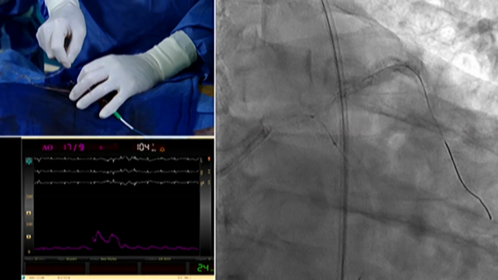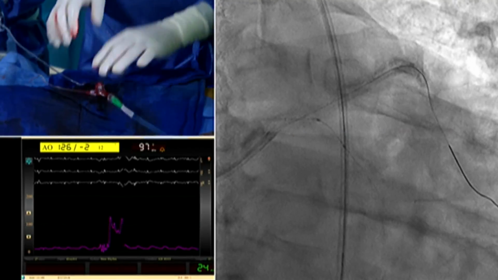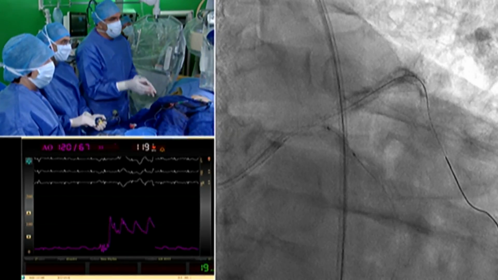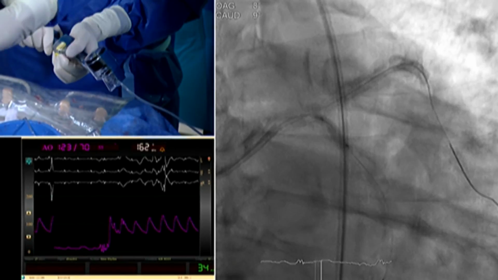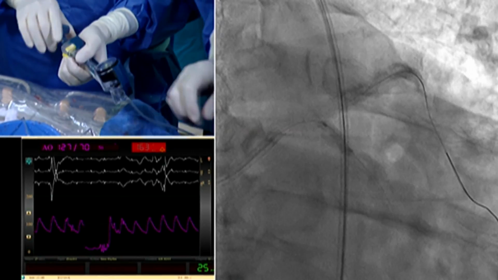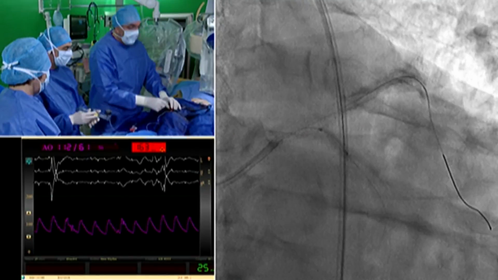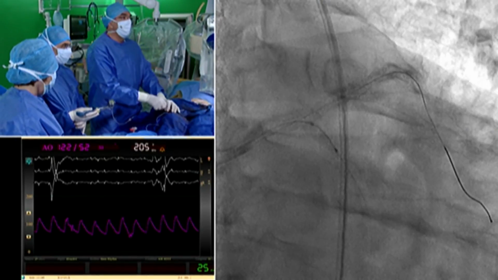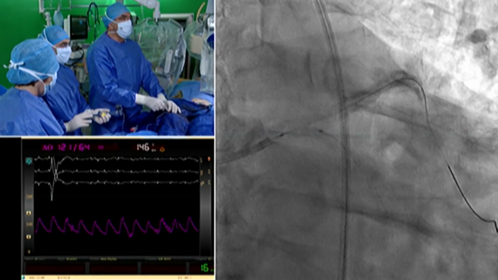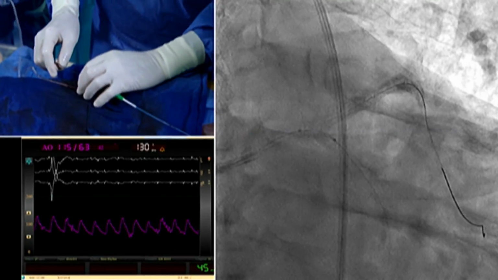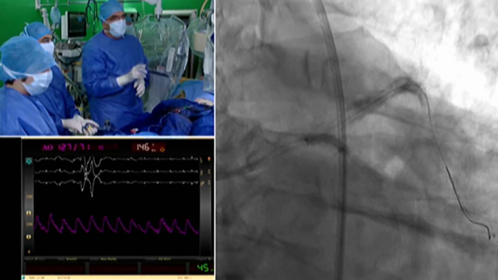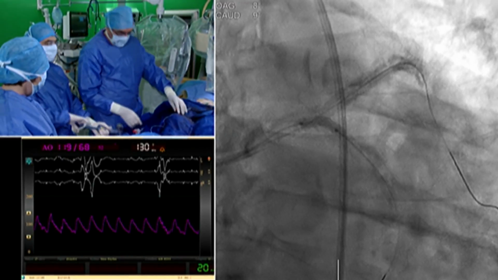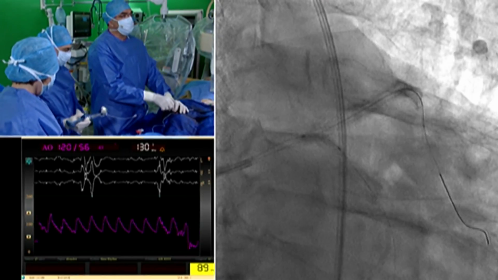Okay, now you see I can cross it. Go on. Non-compliant balloon. We know that with this balloon we can go up to 25 atmospheres. If we do not have the possibility to open it correctly, we will use a special high-pressure balloon, the OPN balloon, up to 35, 40 atmospheres. But it's okay now. Look, the quality of the opening is not too bad. Perfect. Done. Okay.